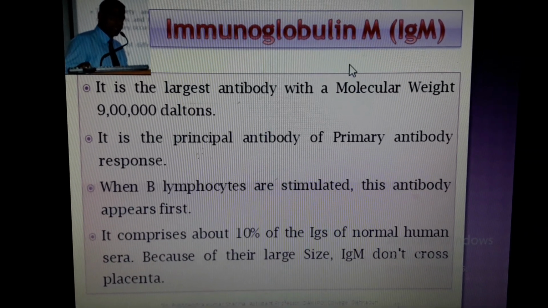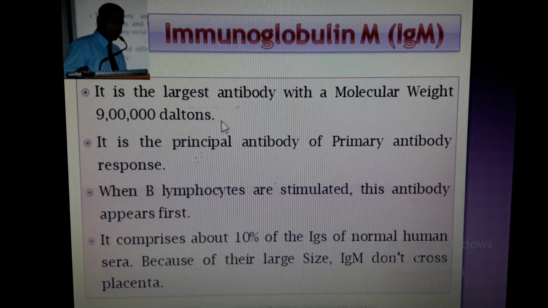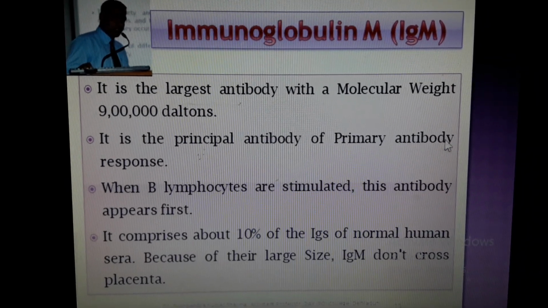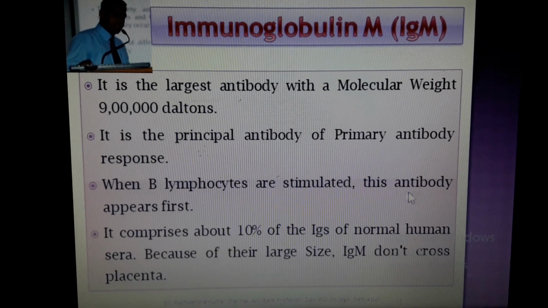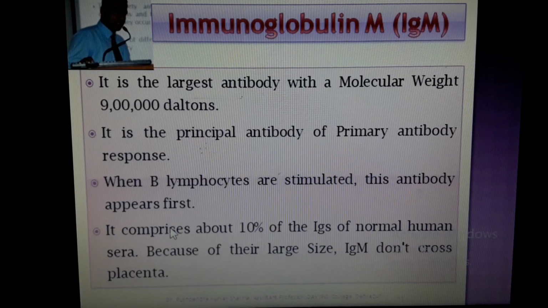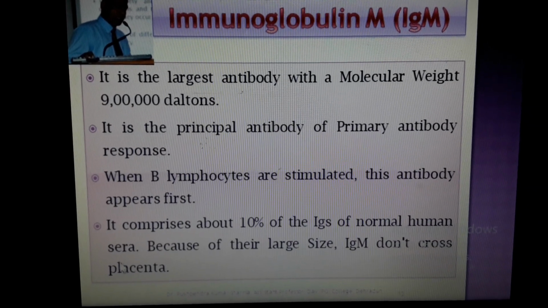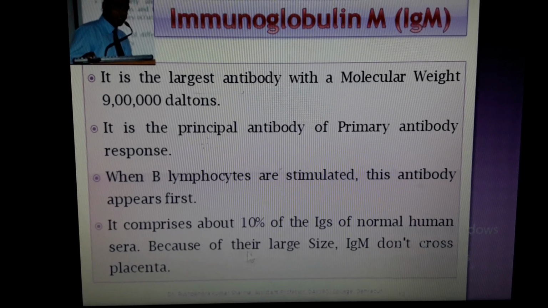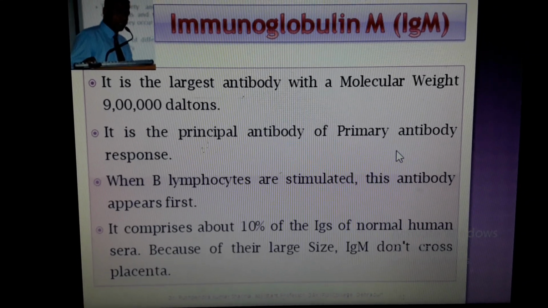Next, immunoglobulin M. It is the largest antibody with a molecular weight of 9 lakh daltons. It is the principal antibody of primary antibody response. When B lymphocytes are stimulated, this antibody appears first. It comprises about 10% of the immunoglobulins of normal human serum. Because of their large size, IgM don't cross the placenta.